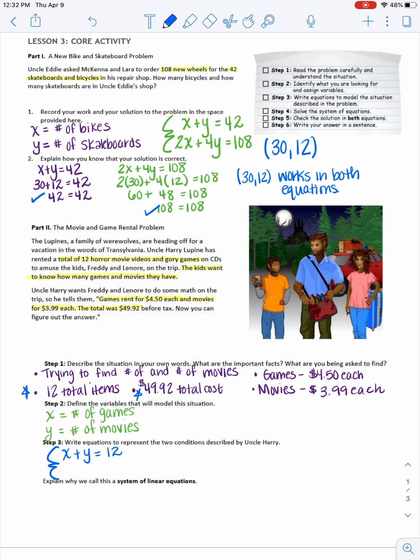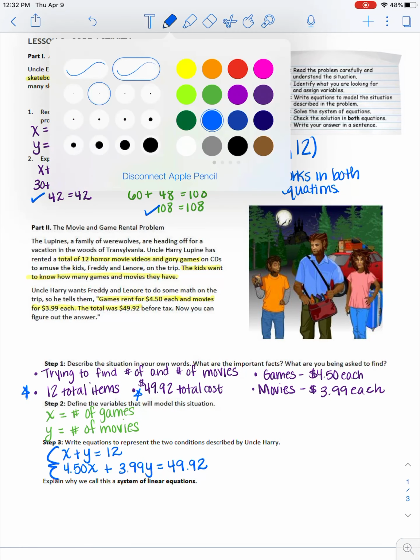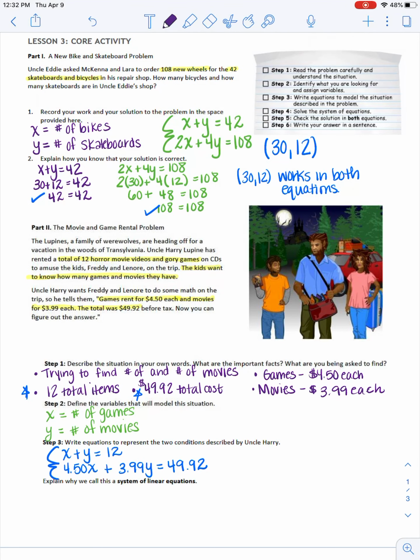My next equation has to deal with money. So I know that my games are $4.50 each. So $4.50 times the number of games plus $3.99 times the number of movies has to give me a total cost of $49.92. There is our system. And we just need to explain why we call this a system of equations.